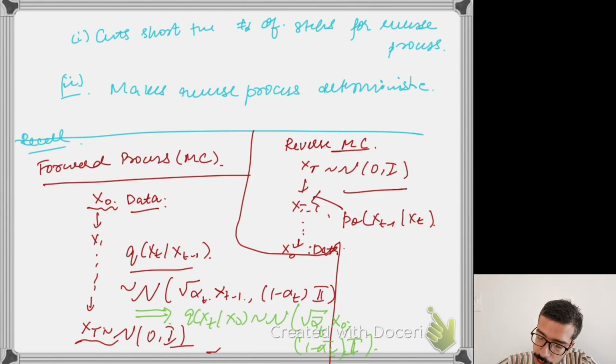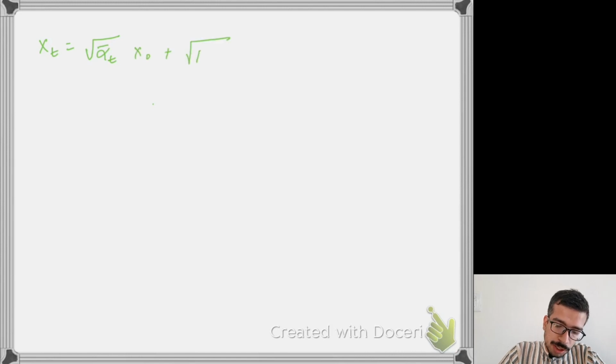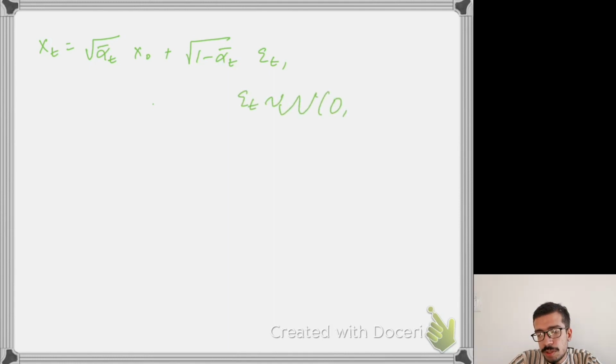Here, for the forward process, we also have this reparameterization, which we are going to use a lot today, which is that xt is essentially square root of alpha t bar times x0 plus square root of 1 minus alpha t bar times epsilon t, where epsilon t is normally distributed with mean 0 and covariance identity.